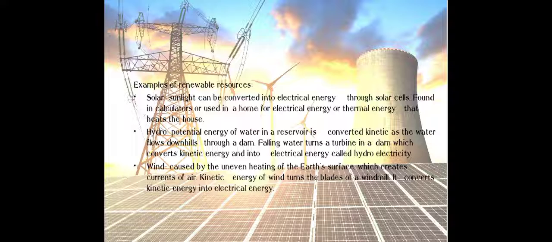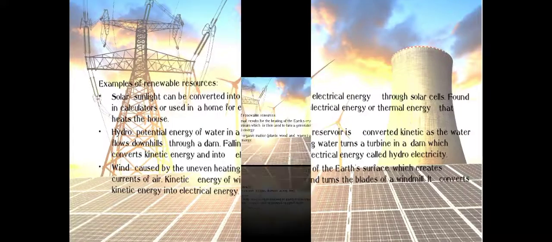Second is the hydro. The potential energy of water in a reservoir is converted into kinetic energy as the water flows downhill through a dam. Falling water turns a turbine in a dam, which converts kinetic energy into electrical energy called hydroelectricity. Third is the wind, caused by the uneven heating of the Earth's surface, which creates currents of air. Kinetic energy of wind turns the blades of a windmill. It converts kinetic energy into electrical energy.